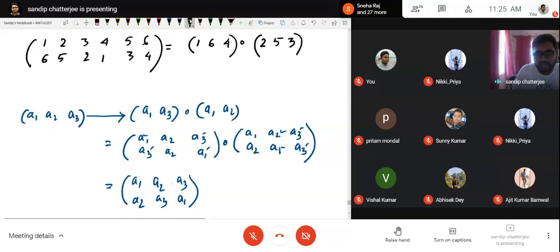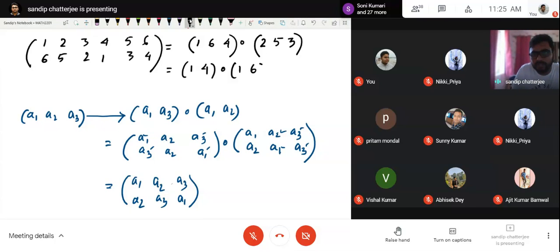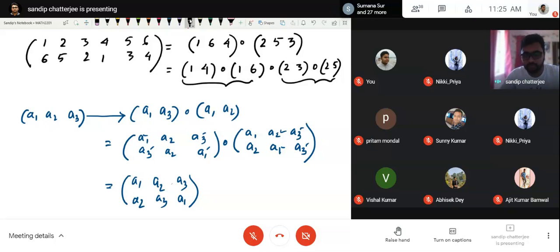So in that logic, this can be written as equal to (1, 4) operated with (1, 6). And this (2, 5, 3) can be written as (2, 3) operated with (2, 5). Now you can show that the product of these two will be (1, 6, 4) and the product of these two will be (2, 5, 3). That I hope you all can show.